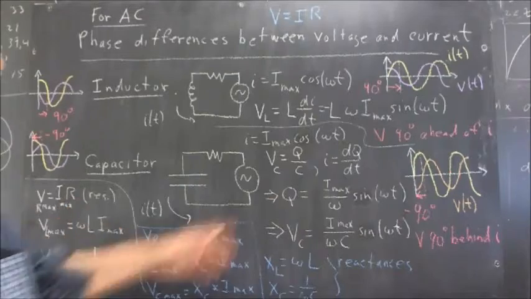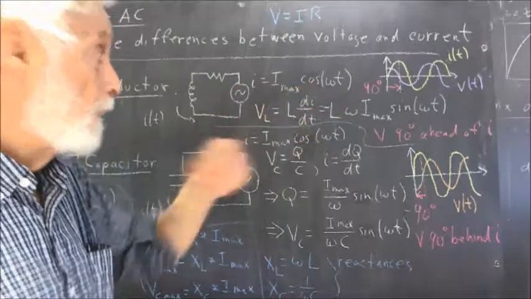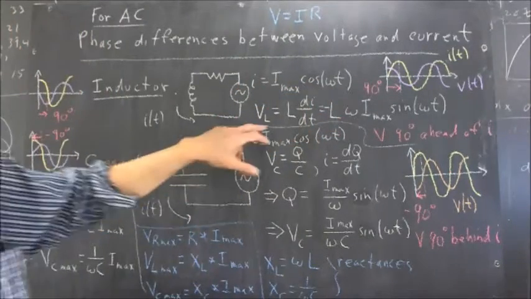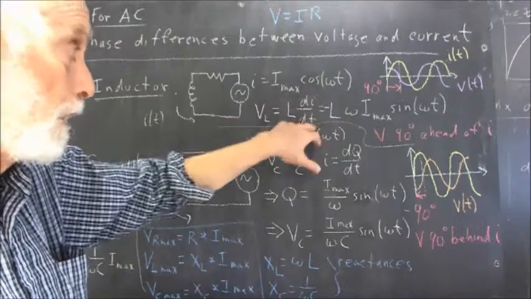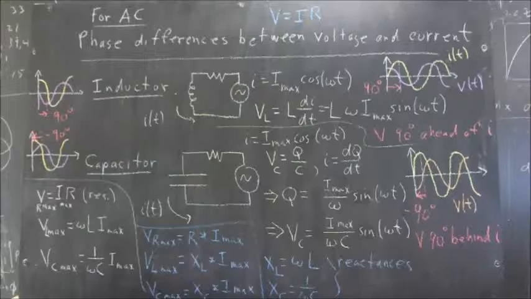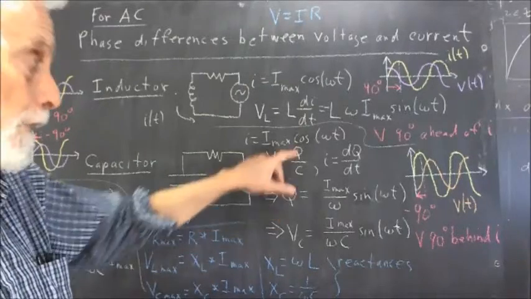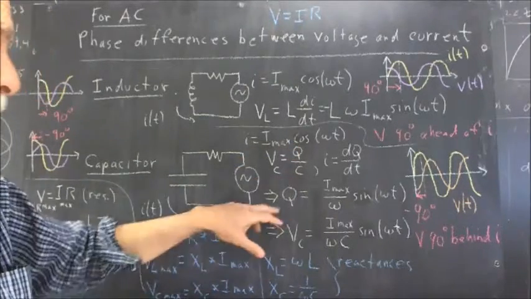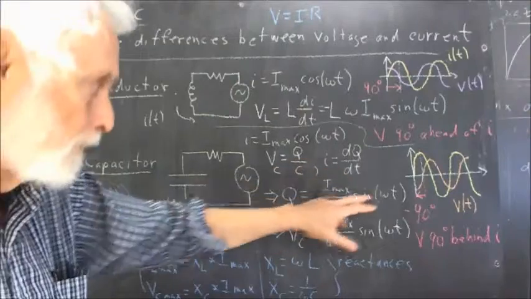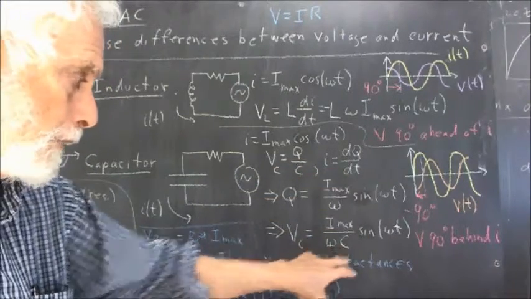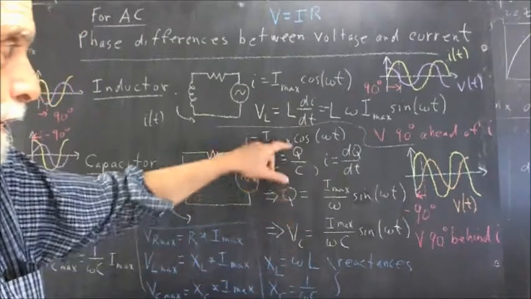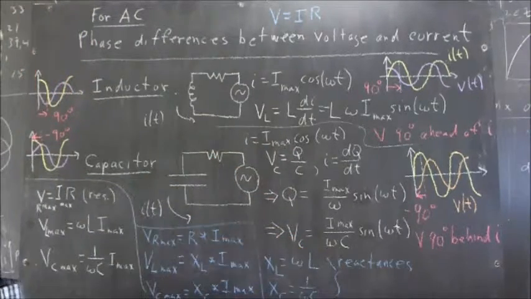Again, everything follows from simple calculus on the current function and the definitions of inductance, so that the voltage is the inductance times di/dt, the rate of change of the current, and for the capacitor, Q over C, so that the charge is I max over omega times the sine of omega t, and we have this relationship for the capacitor just using Q over C. Very straightforward.